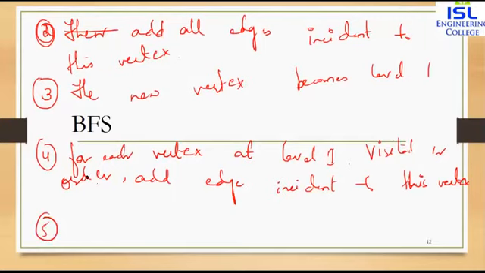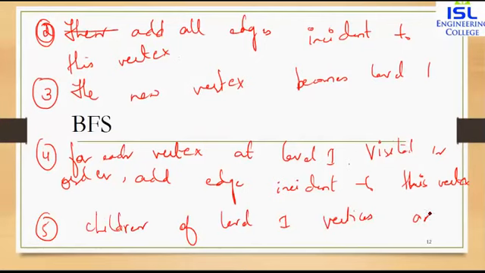Then whatever children we have, order the children of these level 1 vertices and give them the name level 2. So children of level 1 vertices are given the name level 2. Now the same procedure is followed. This procedure is continued until all the vertices in the tree have been added. So for this, let's see an example.